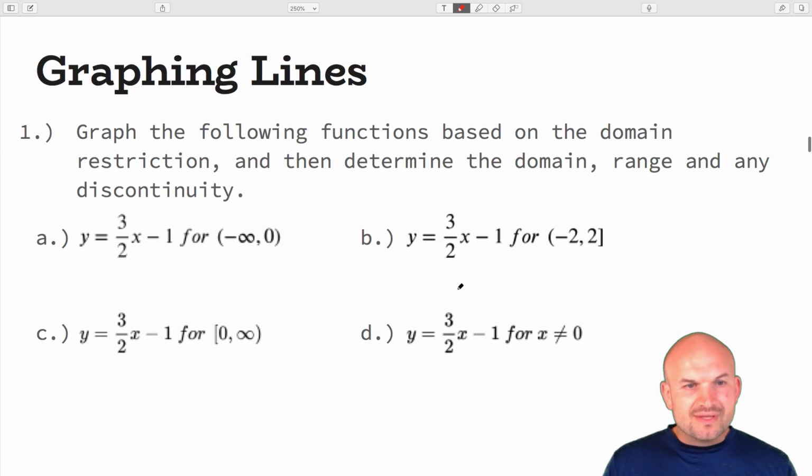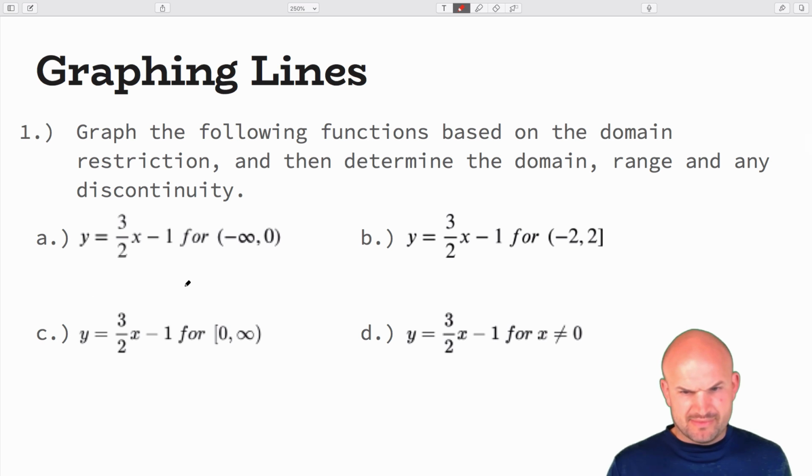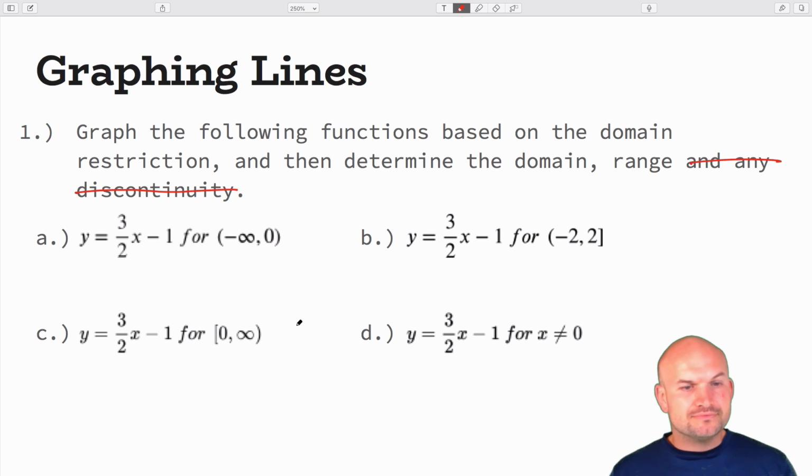The next couple of examples say graph the following functions based on the domain restriction, and then determine the domain and range and any discontinuity. Discontinuity being a hole, an asymptote, or a jump discontinuity. Actually, that doesn't really make sense for this one. I need to change that. Just talk about the domain and range. We're not going to look at discontinuities here. That's for another one. Sorry. Actually, well, I guess we could. Never mind, I'll keep that there.